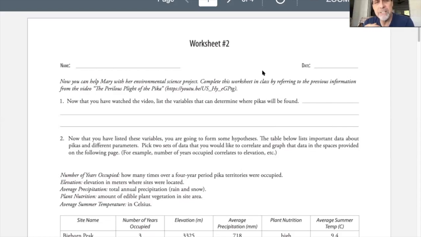So now that you've watched that, what are some things that will determine where a Pika likes to live? Well, I like to think about this in terms of what determines where you want to live. You probably want to live pretty near a grocery store. You probably want to live in a place that has running water. You probably want a place that, I don't know, has a roof. So same thing with a Pika. A Pika likes to live certain places and you like to live certain places. So just write down what you think that is.